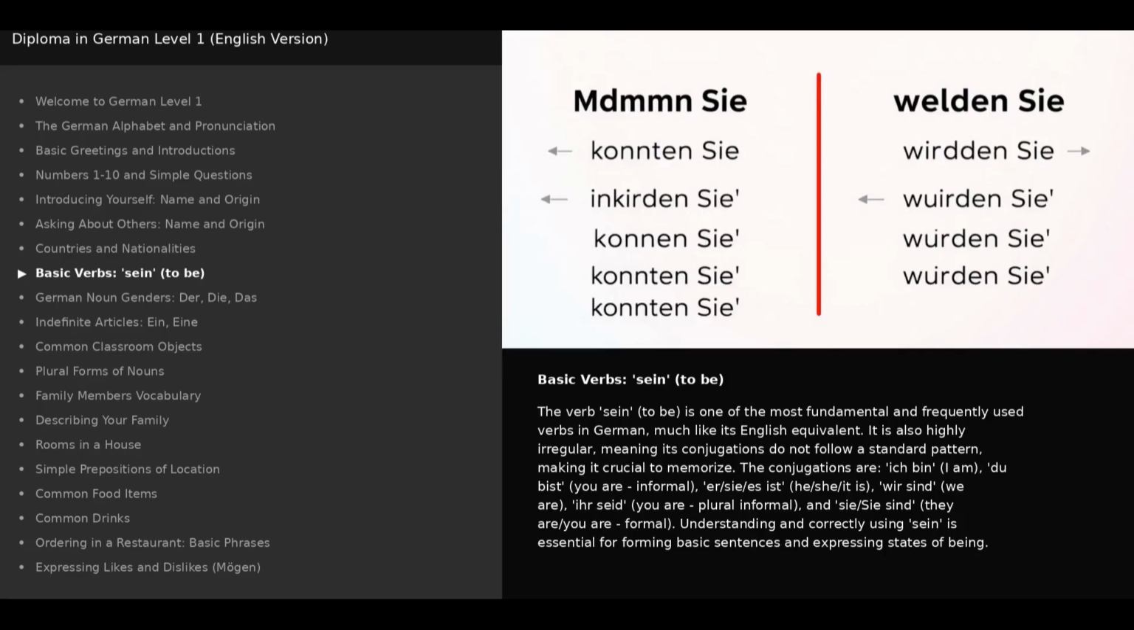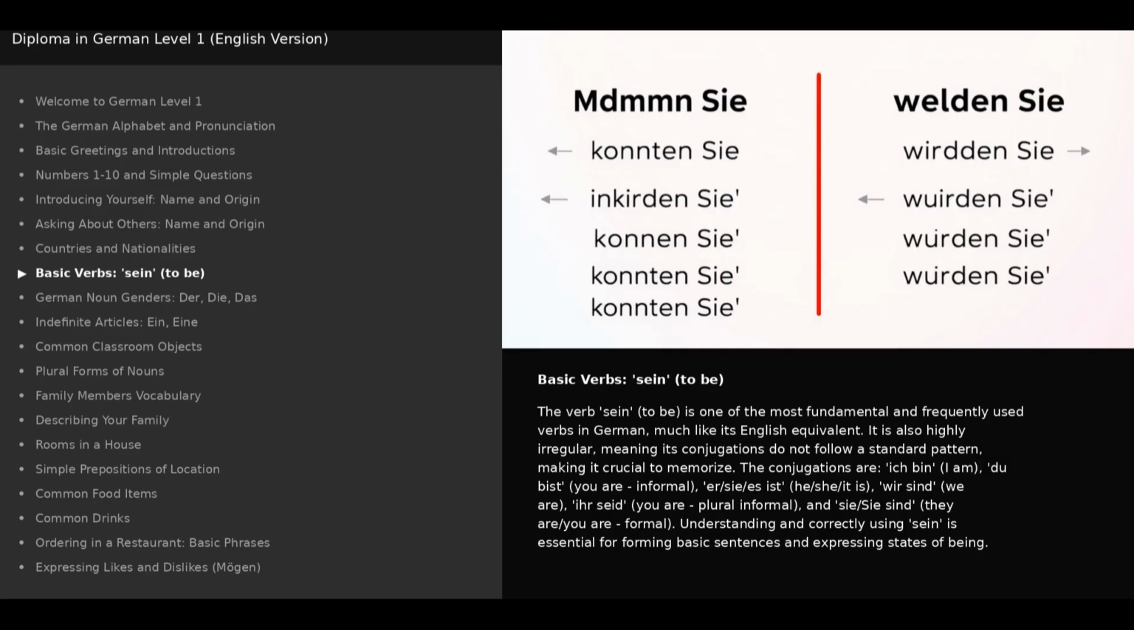Basic verbs. Sein, to be. The verb sein, to be, is one of the most fundamental and frequently used verbs in German, much like its English equivalent. It is also highly irregular, meaning its conjugations do not follow a standard pattern, making it crucial to memorize.